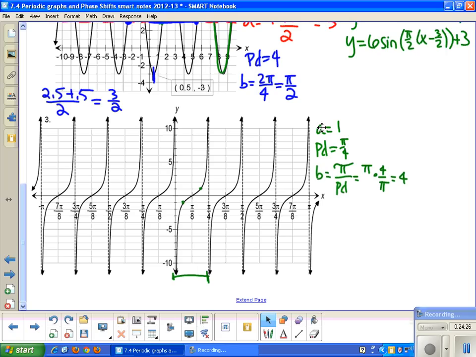And if you wanted to figure out your key points, you would just multiply your period by 1/4 because you're dividing it in 4 equal parts. So your key points would be equal to pi over 16. So this is that value right there. So 1 pi over 16, this would be 2 pi over 16, 3 pi over 16, and 4 pi over 16, which gives us pi over 4. So that's the way that you'd find that.